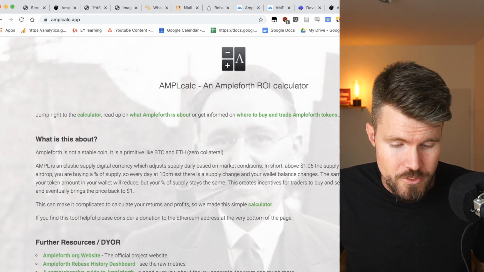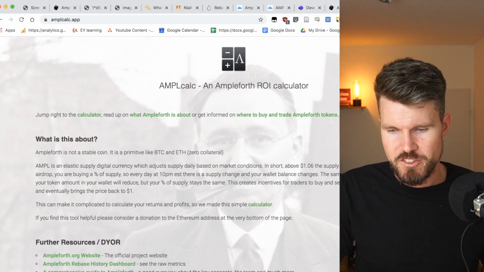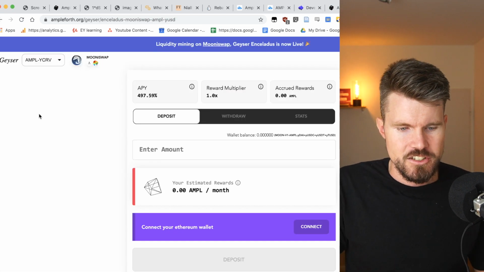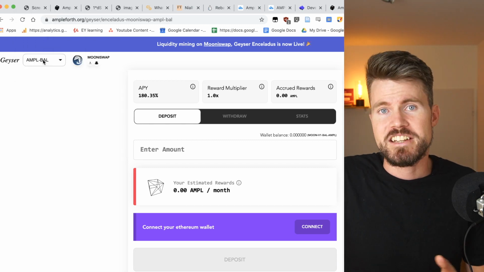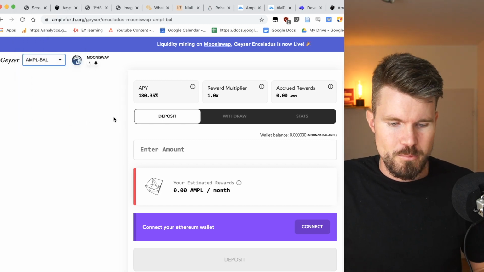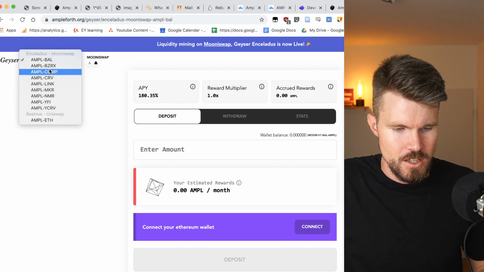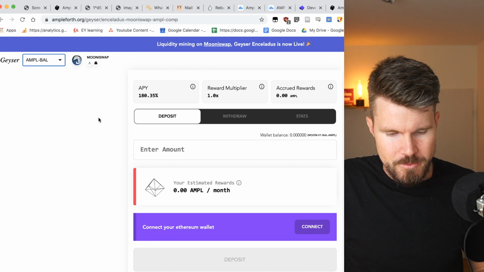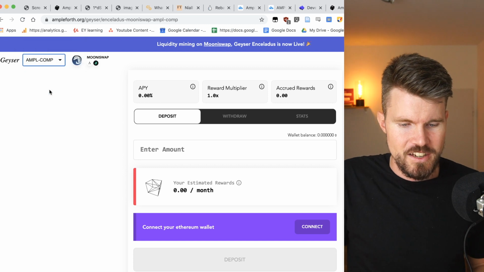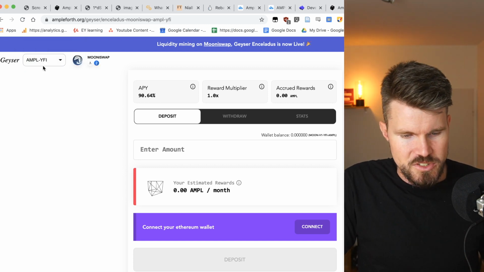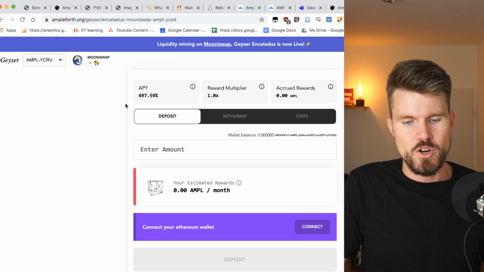What you can also do, if you've got some coins, is provide some liquidity. The AMPLEFORTH project has something called Geyser, and here you can add some liquidity in the form of 2 different tokens. Depending on which liquidity pool you choose, you're going to have a mind-blowingly high APY that you can earn per year. So 180%. For AMPLECOMP, there's no liquidity for that, but for example, AMPLEYFI is super high, it's 90%, and AMPLEY-curve is also very high, it's 497%.